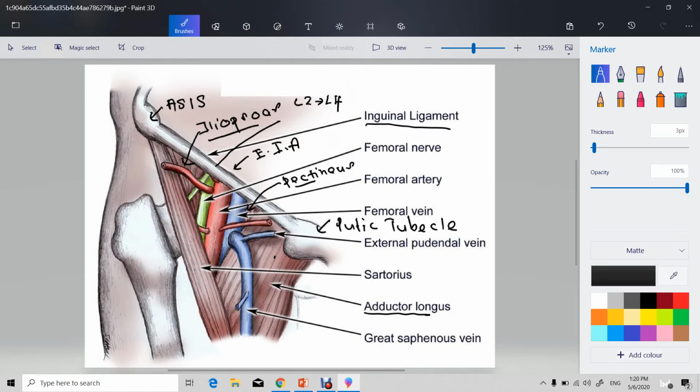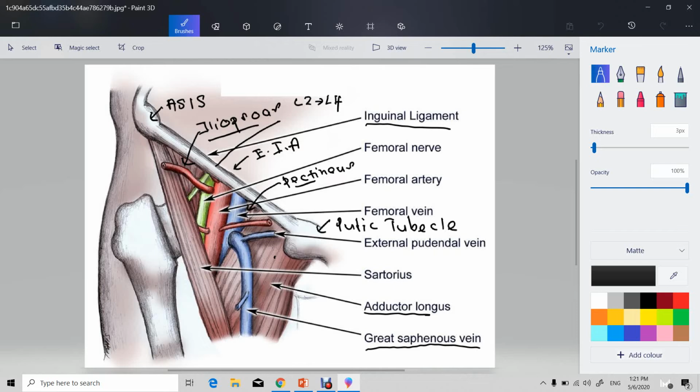The most medial structure, the blue one here, is the femoral vein. The femoral vein is very important because it drains blood from the whole lower limb. There is also one vein attached to the femoral vein, known as the great saphenous vein. So inside the femoral triangle, not only can we see the femoral vein, but also the great saphenous vein, just medial to the femoral vein.